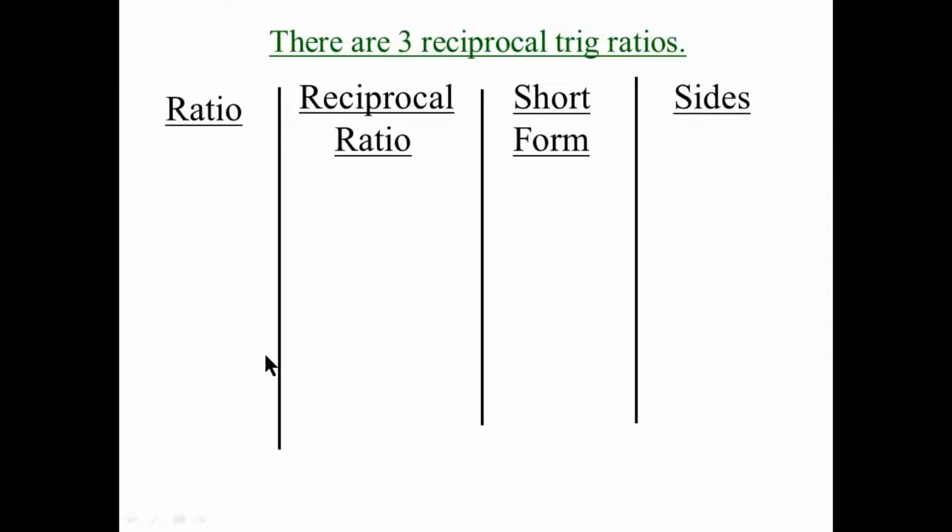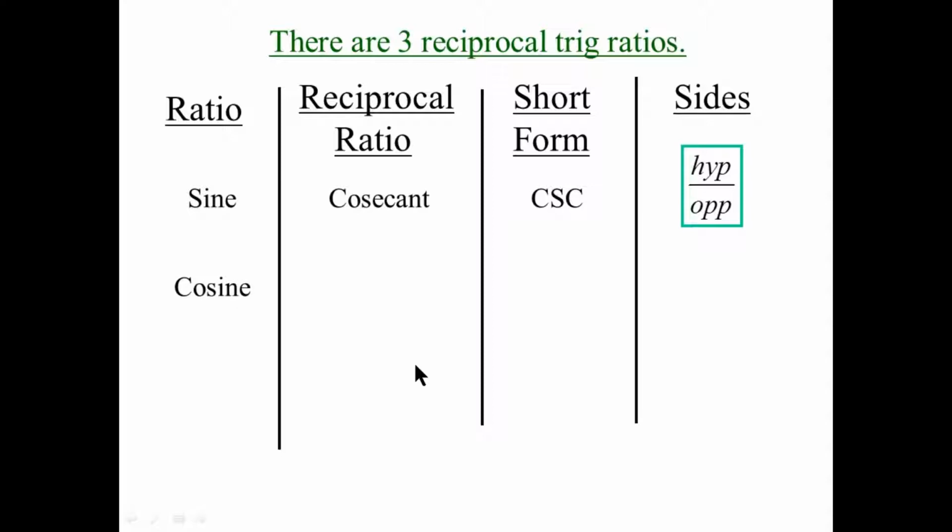There are 3 reciprocal trig ratios. Consider the ratio sine, which we know is opposite over hypotenuse. The reciprocal of sine will be a sine turned upside down, and it has a name. It's called the cosecant. And the short form for the cosecant can't be COS because that already stands for cosine. So we use CSC. And the sides will be the sine upside down. So instead of opposite over hypotenuse, it will be hypotenuse over opposite.